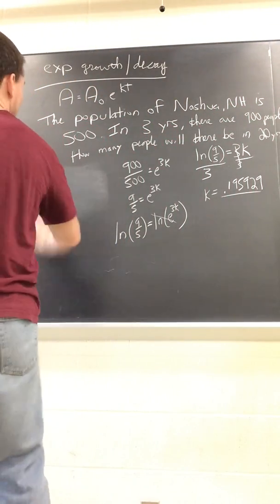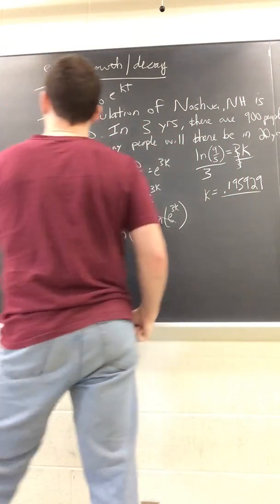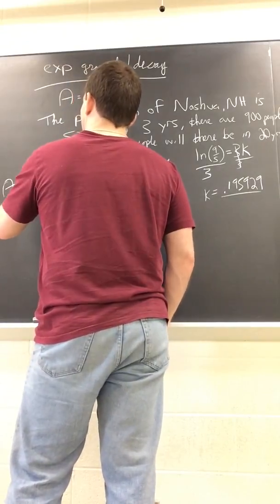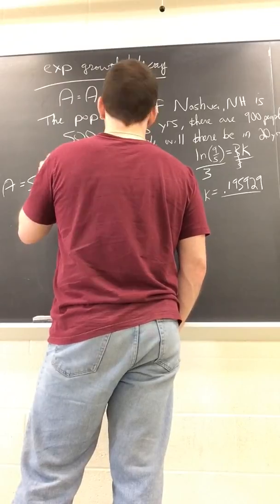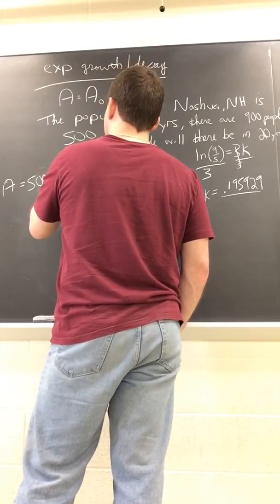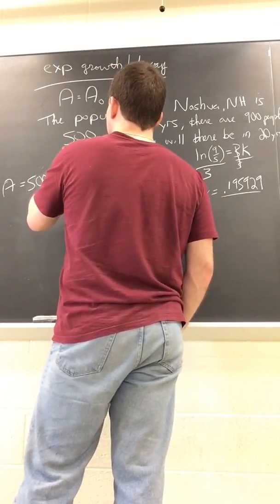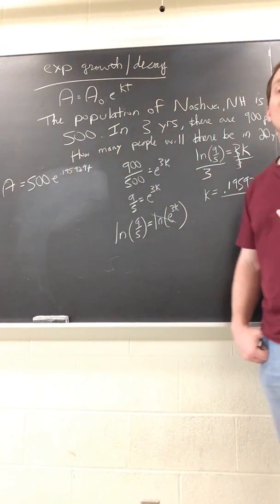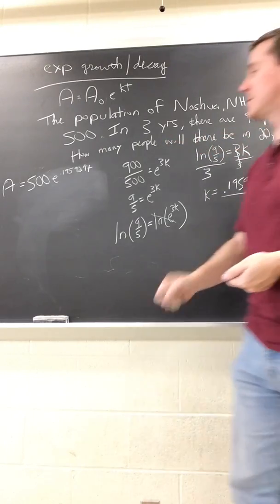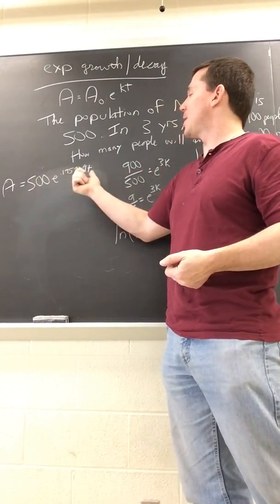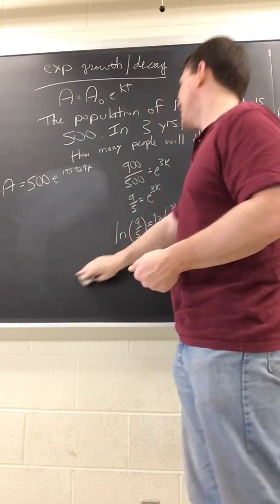So going back over here to my original equation, I can rewrite it, and I get A equals 500 e to the 0.195929 t. Now I have an equation. Now I can actually solve the problem I'm asked, which is how many people will there be in 20 years? That's what is A when I know time is 20. Plug it in and solve.